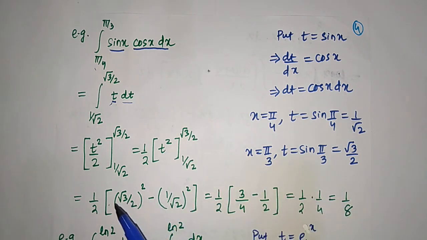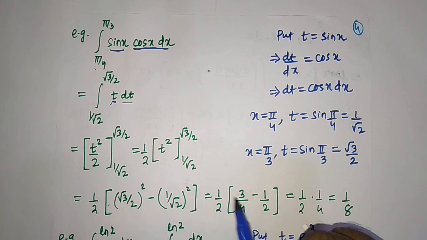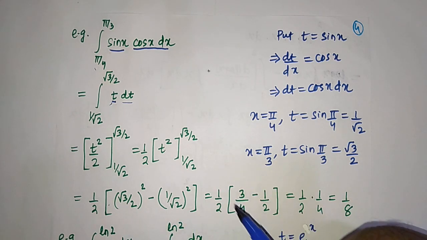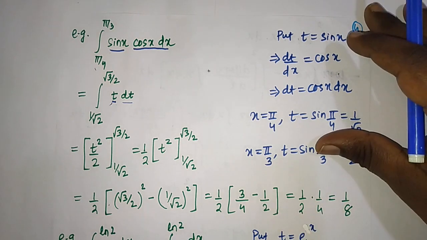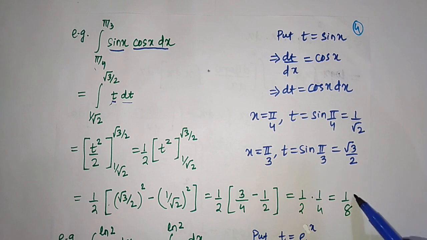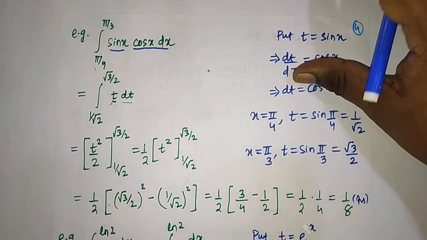So here you have got root 3 by 2 whole square minus 1 by root 2 whole square, and here you have got 1 by 2 whole into 3 by 4 minus 1 by 2. 3 by 4 minus 1 by 2 is equal to 1 by 4. So answer is 1 by 2 into 1 by 4 equal to 1 by 8 is the answer.